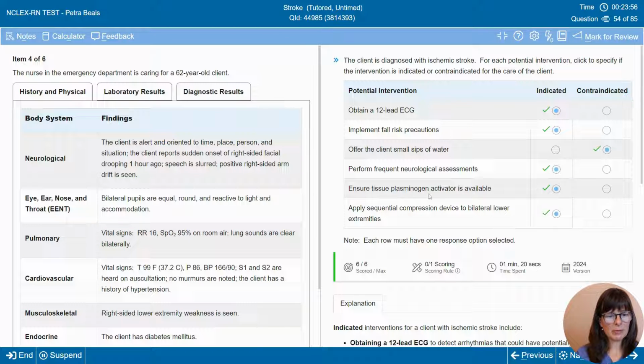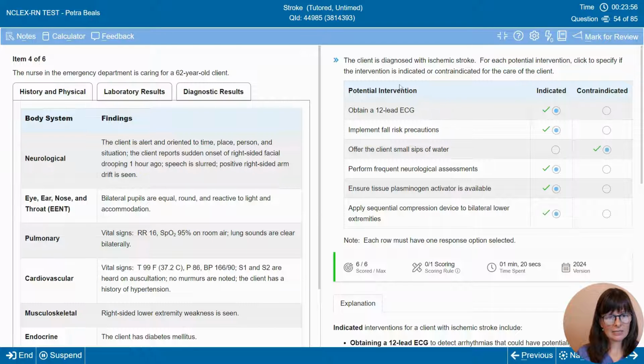Ensure tissue plasminogen activator is available, and that is a thrombolytic that we should definitely be anticipating getting an order for administering to the patient because of this ischemic stroke. And then apply sequential compression devices to bilateral lower extremities. Well, definitely, because the patient is already having a clot and they are going to be in bed as we treat them for their ischemic stroke.